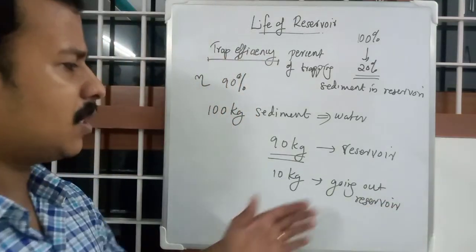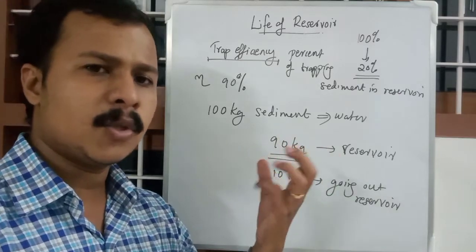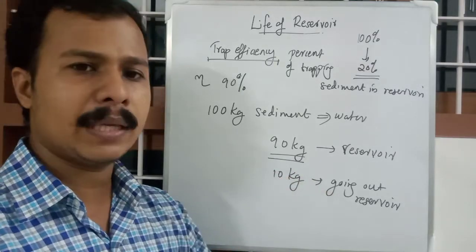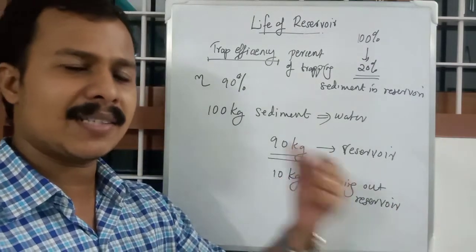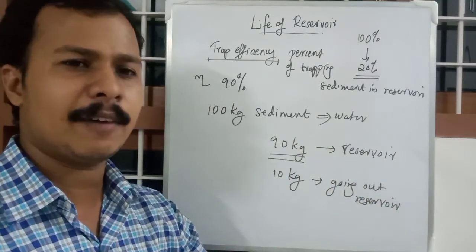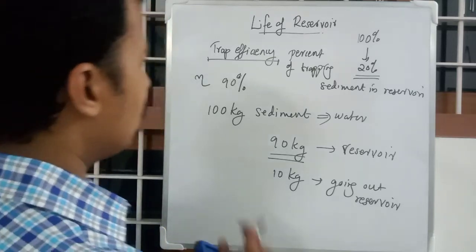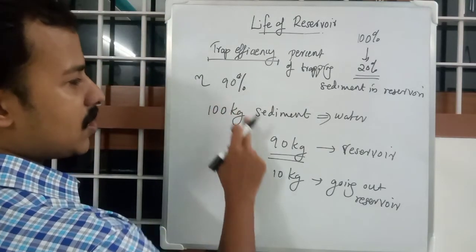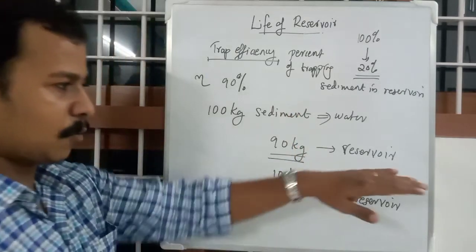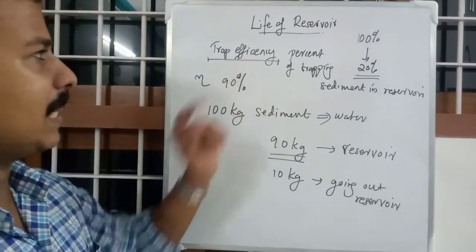Out of the reservoir means that the 10 kilogram will be taken up for some purpose. Maybe that 10 kilogram of load will go with the water when water is taken out for irrigation. Maybe there may be sediment load when water is taken for hydroelectric power projects. So if trap efficiency is 90%, only 90% of the total load will be deposited in the reservoir and the rest will go out. Okay, that is the key point.